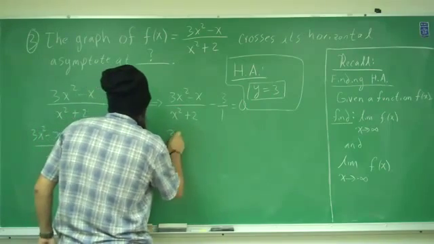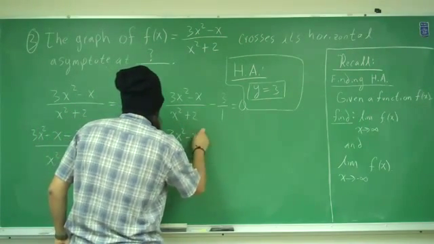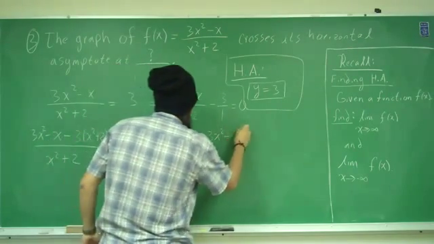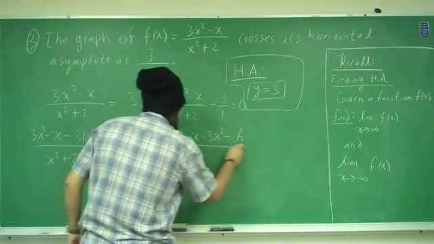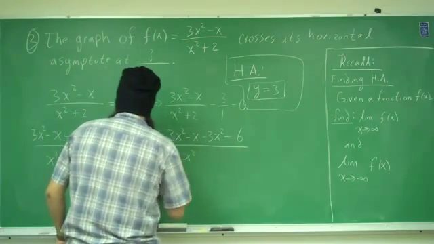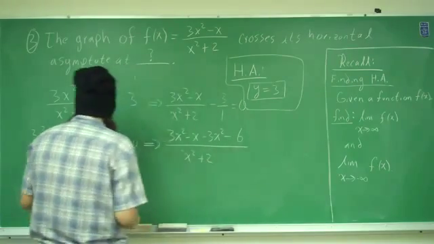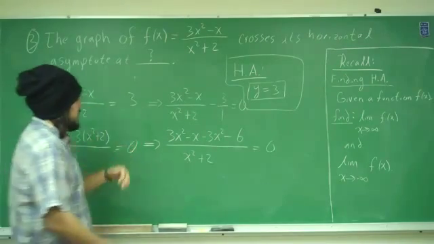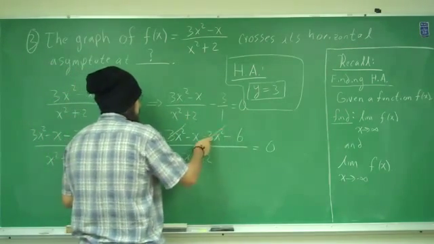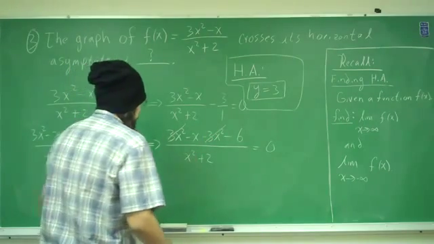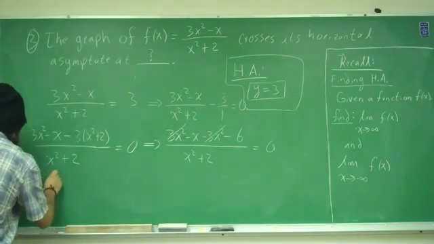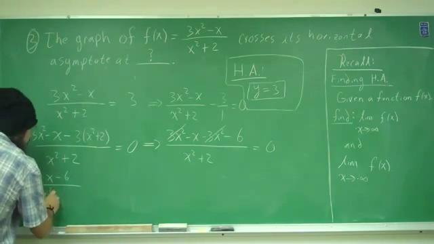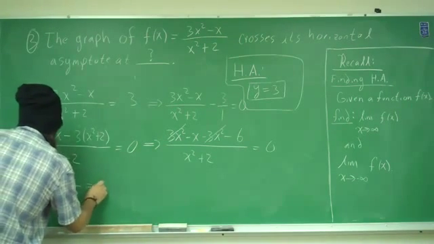So now we have 3x squared minus x minus 3x squared minus 6, and that's all divided by x squared plus 2, and that's equal to 0. Okay, let's go ahead and simplify this. 3x squared cancels with 3x squared. We're left with minus x minus 6 divided by x squared plus 2, and that's equal to 0.